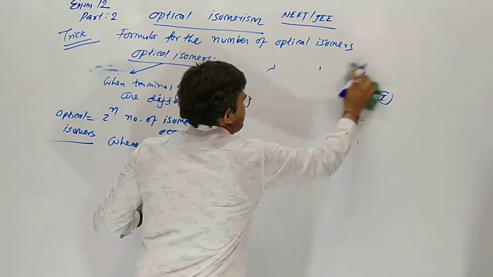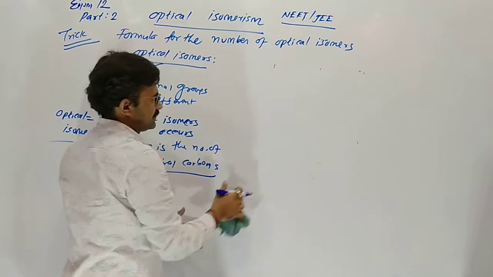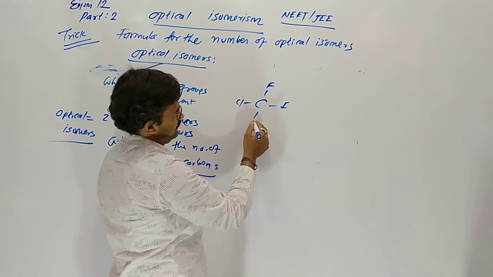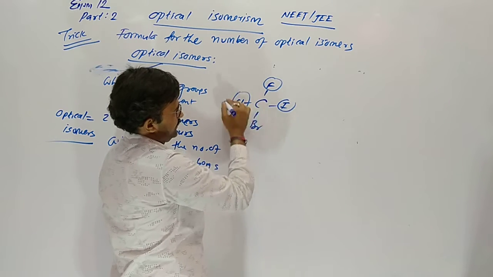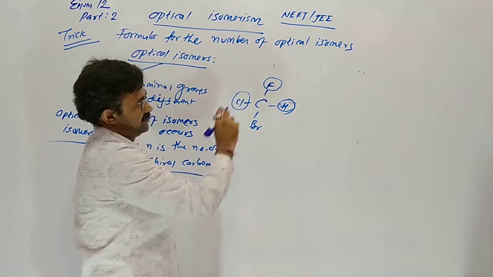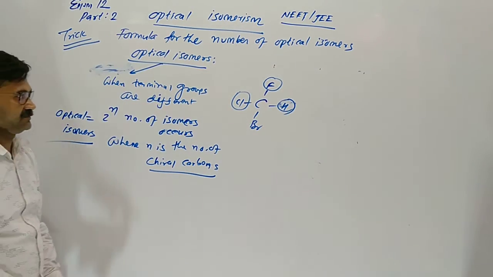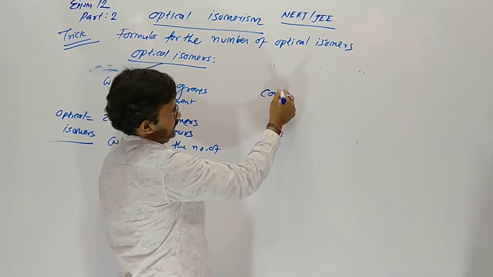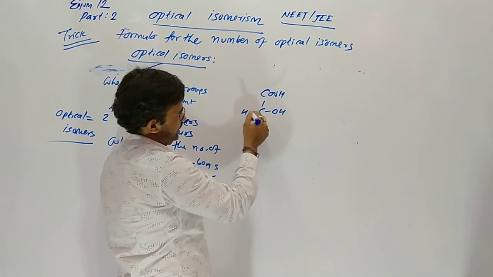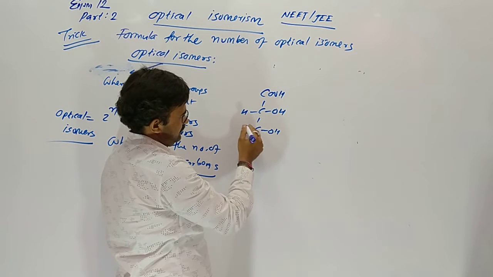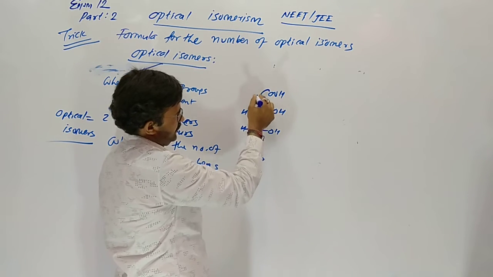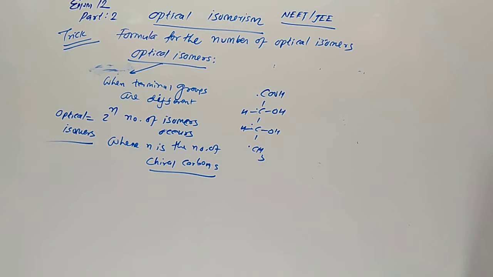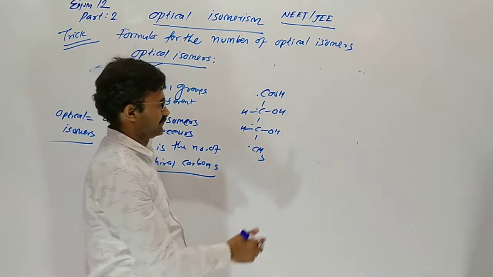Now another example. Terminal means, what about terminal? H, F, Cl, Br, yes, these are the terminals. All the terminals are different. Now what about 2,3-dihydroxybutyric acid? 1, 2, 3 and 4. First we have to count the number of chiral carbons.